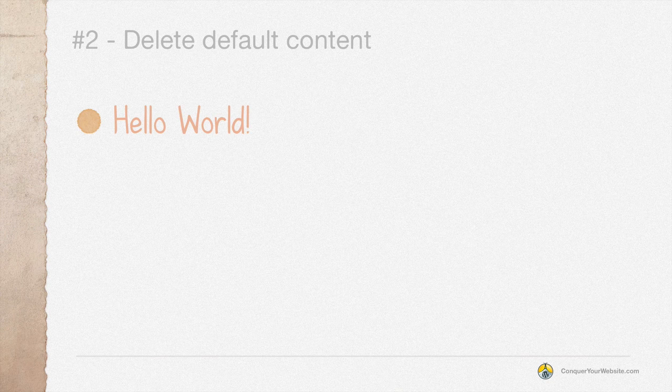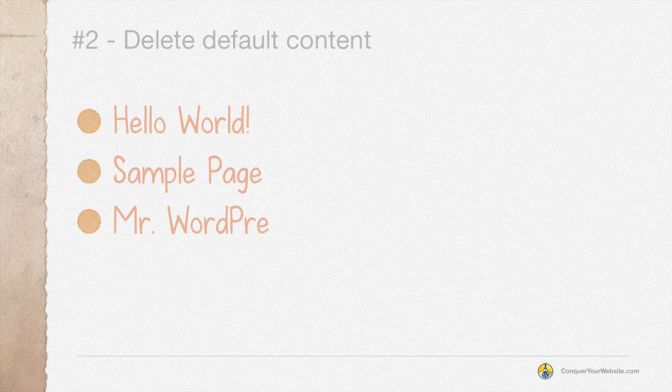Next, I go and delete the default content. So that's the Hello World first post, the sample page that comes with every WordPress install, and the Mr. WordPress comment. All that stuff gets wiped out immediately just because it's not necessary to keep. And once again, it's another way that hackers can find out whether you have a brand new install of WordPress or not. So we want to try to get rid of some of this default junk just to start to make it our own personal site. So those are the three things that I wipe out. I'll show you that in the demo as well.